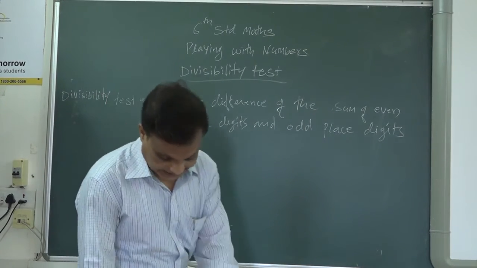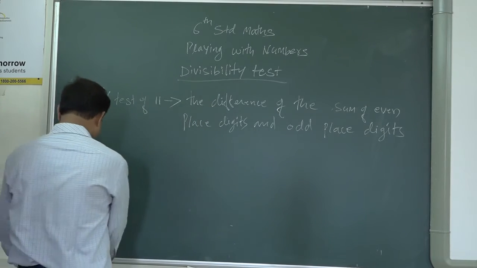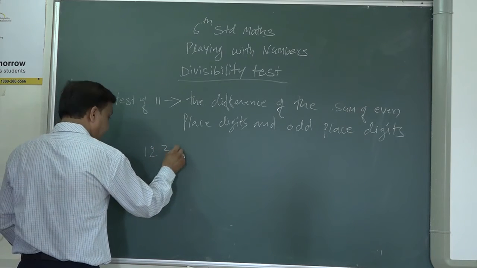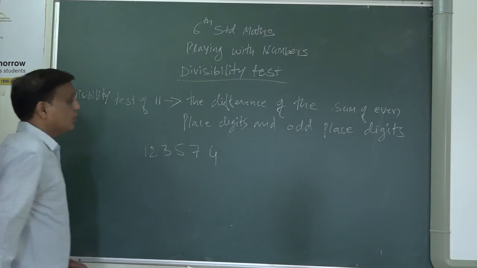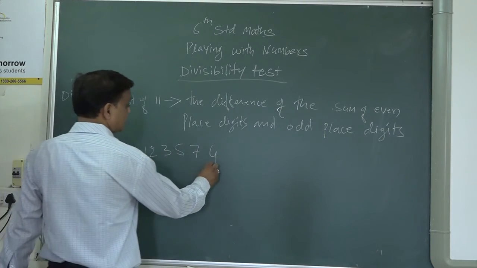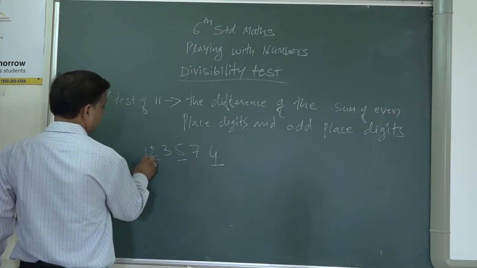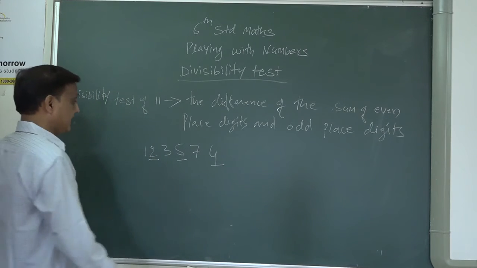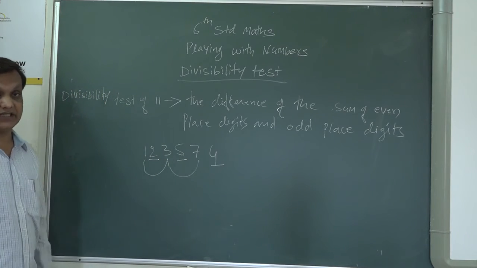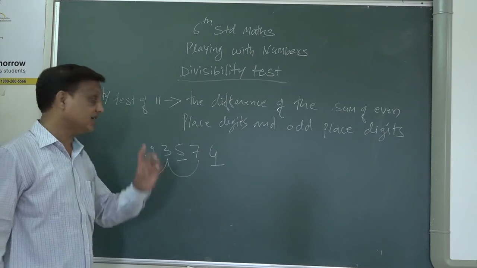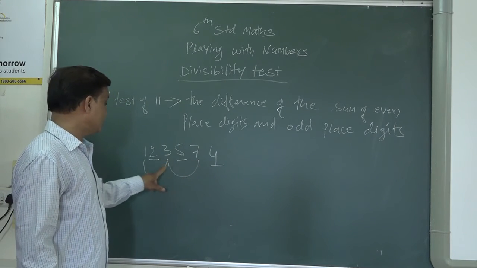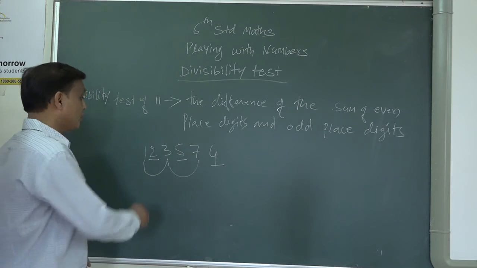Here, if you take an example, the example is 1, 2, 3, 5, 7, 4. Now, what are the even places and what are the odd places? So the first, third, and fifth are the odd places, and the even places are 7, 3, and 1. I am talking about the odd places and even places. These are the odd places which I underlined, and the even places I showed with an arrow line. So you have to add these numbers.